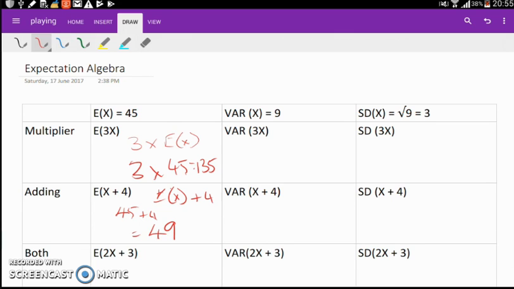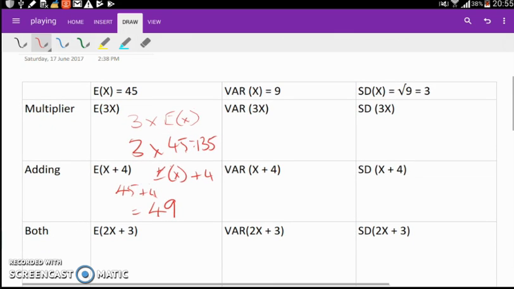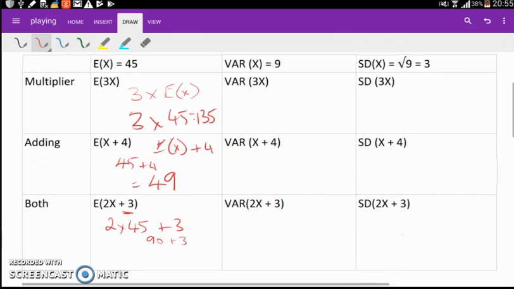Okay, let's combine the two things together. Our expected value of x is 45. Now if we multiply every single value of x by 2, we double it. We double our expected value. So we've got 2 times 45. But then we shuffle every single value in our data set up the number line by 3. So we're adding 3 on. So we end up with 90 plus 3, or expected value to be 93.